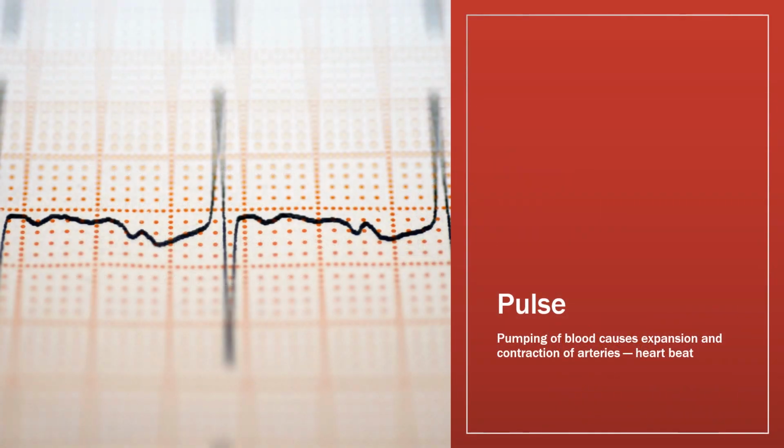Now we're going to talk about the pulse. Every time your heart beats, it's pumping blood around your body. And when we feel that blood hitting the arterial wall, that is 1 heartbeat. So we are counting how many times your heart beats in 1 minute to give us the pulse rate.